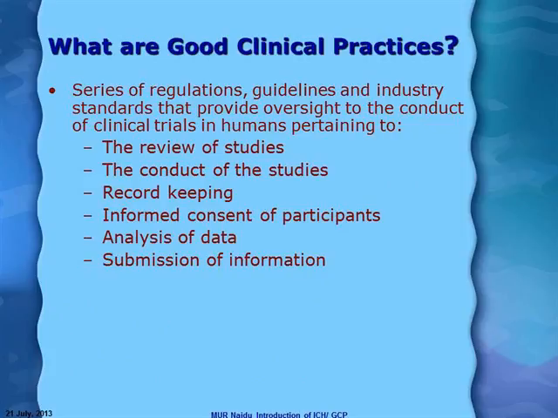Now, let us see in a more elaborate way what actually the good clinical practice guidelines are. These are a series of regulations, guidelines, and industry standards that provide oversight to the conduct of clinical trials in human subjects, which pertain to: 1. The review of the studies, 2. The conduct of the studies, 3. The record keeping, 4. The informed consent of clinical trial participants, 5. Analysis of data, and the last, 6th, submission of the information to the regulatory authorities and other authorized persons.